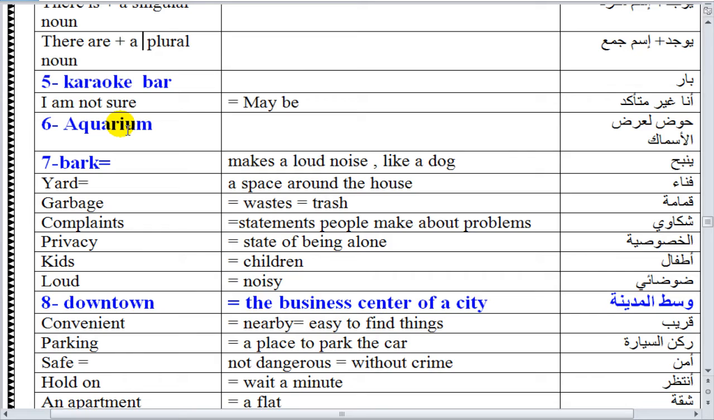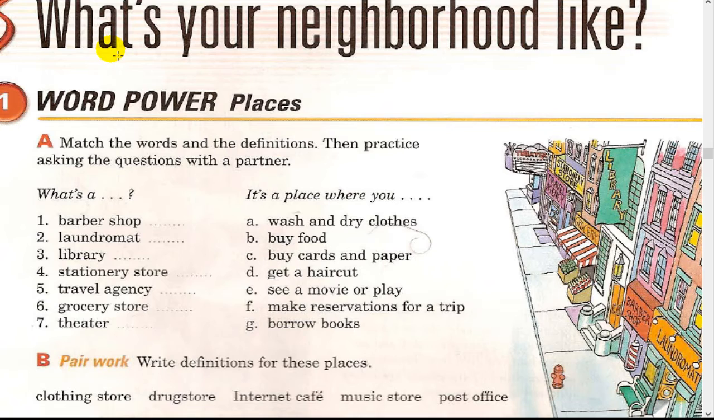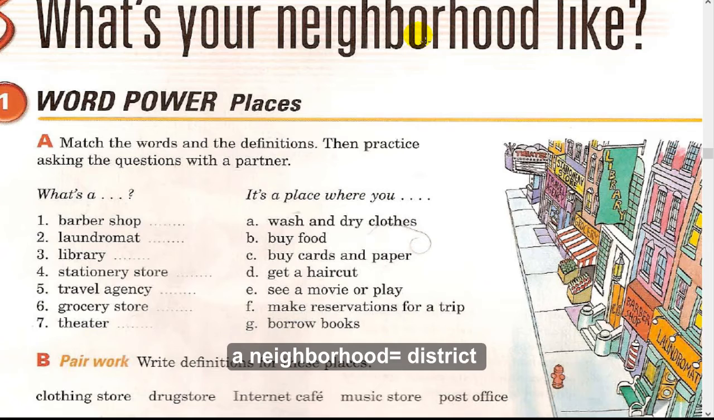Unit 8. Interchange 1. Third edition. What's your neighborhood like? Word power. Places. In this unit, we will talk about the neighborhood. Neighborhood, area, areas around your house, around your home. The area you are living in it. Neighborhood district.